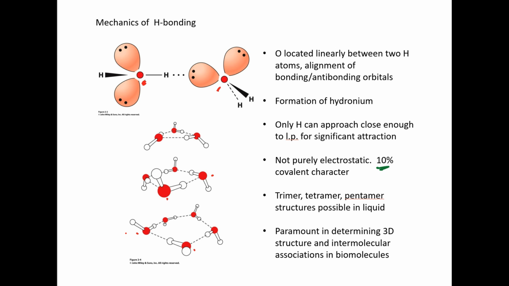Now, you can get some distortion. Like you can see here, you have some distortion from that. You have some capacity for distortion, but you want to have a nice straight line between your oxygens. So you have a linear alignment of your orbitals and antibonding orbitals, because you have to put the electrons someplace.